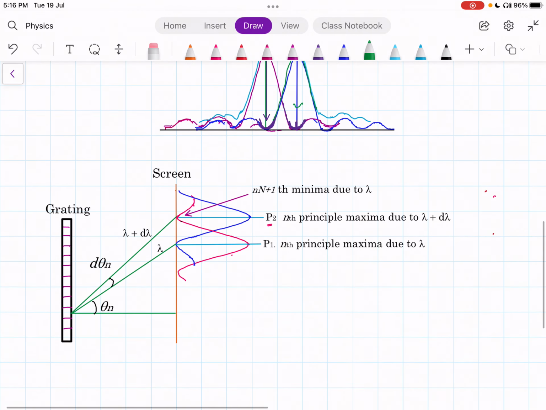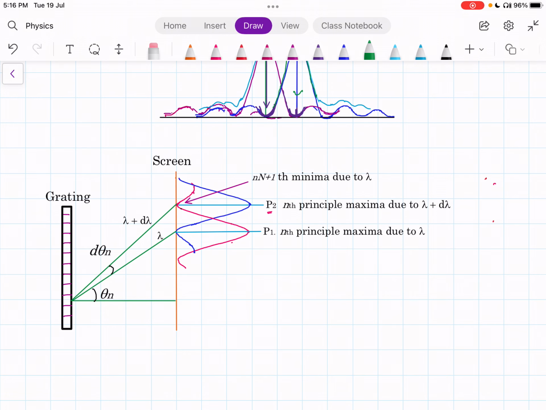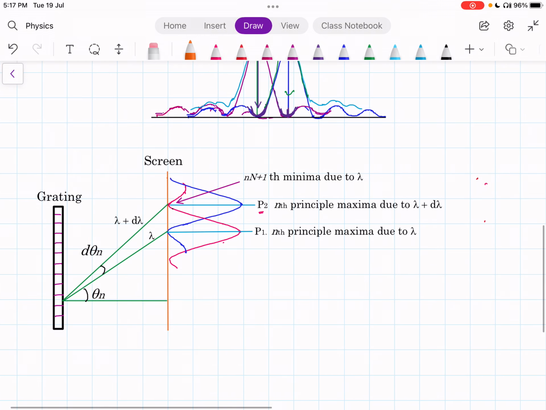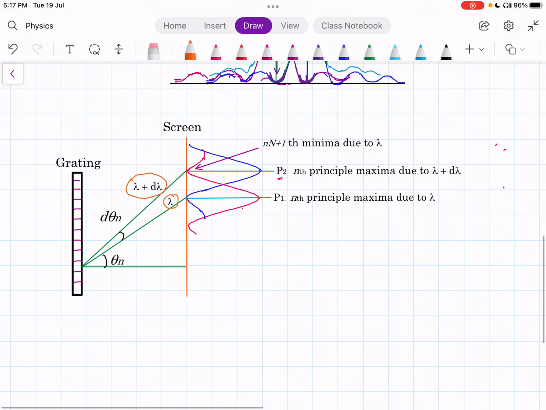Let us see this diagram. In this diagram, you see the two central maxima, shown by the red color and the blue color. The red color spectra is due to wavelength lambda 1, and the blue color spectra is due to wavelength lambda plus d lambda. And there are 2 points here. We are taking the 2 points P1. What is the point P1? So, let's write first about the point P1.